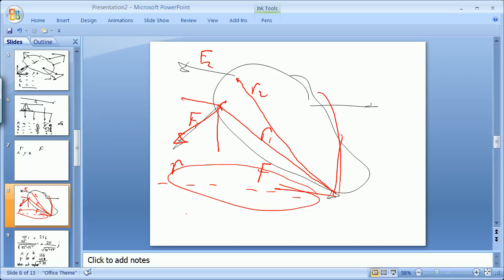and that is how all these problems are then solved. The definition of moment is r cross f, and you know that the sum of the moments equals 0 in most problems, and the sum of the forces equals 0. That's how you solve those problems. Pull out your scale and learn to use it.